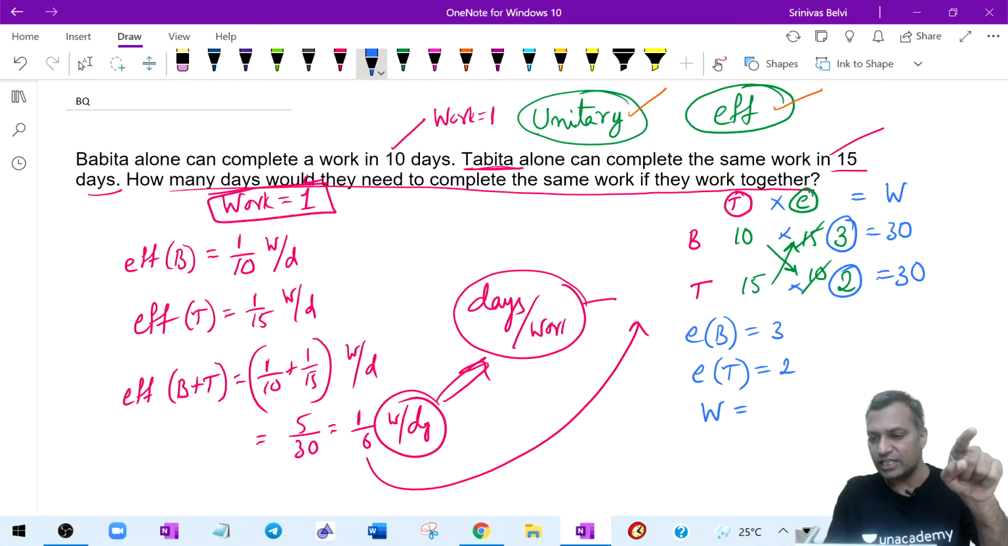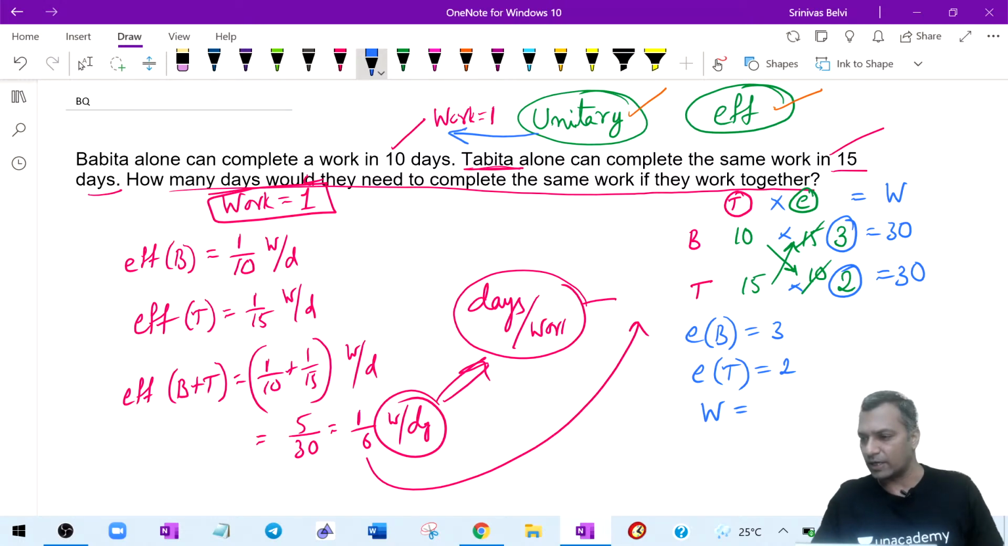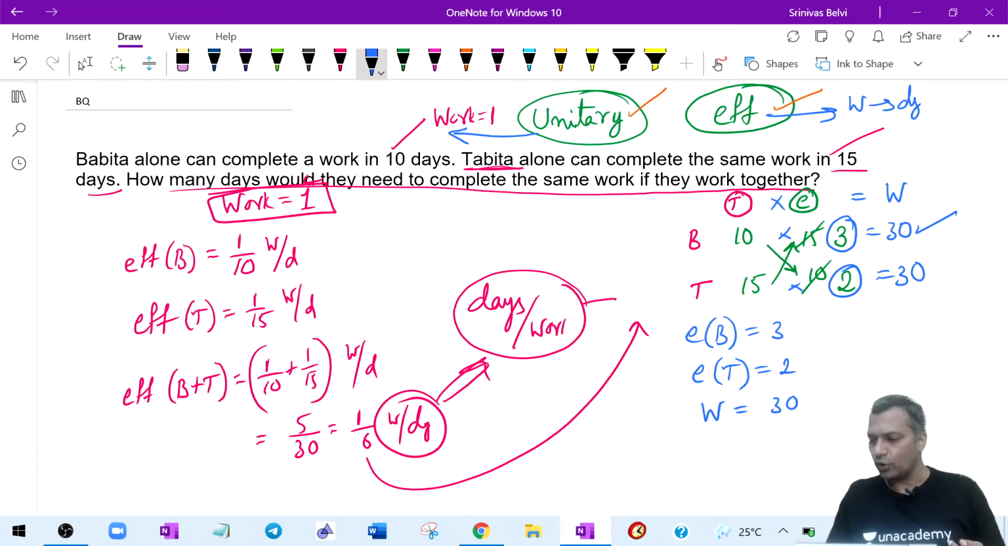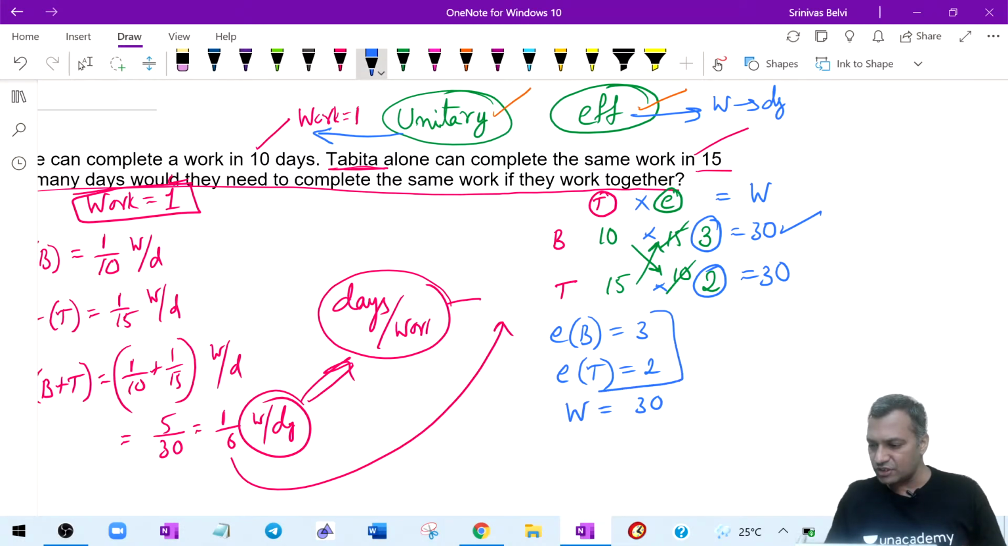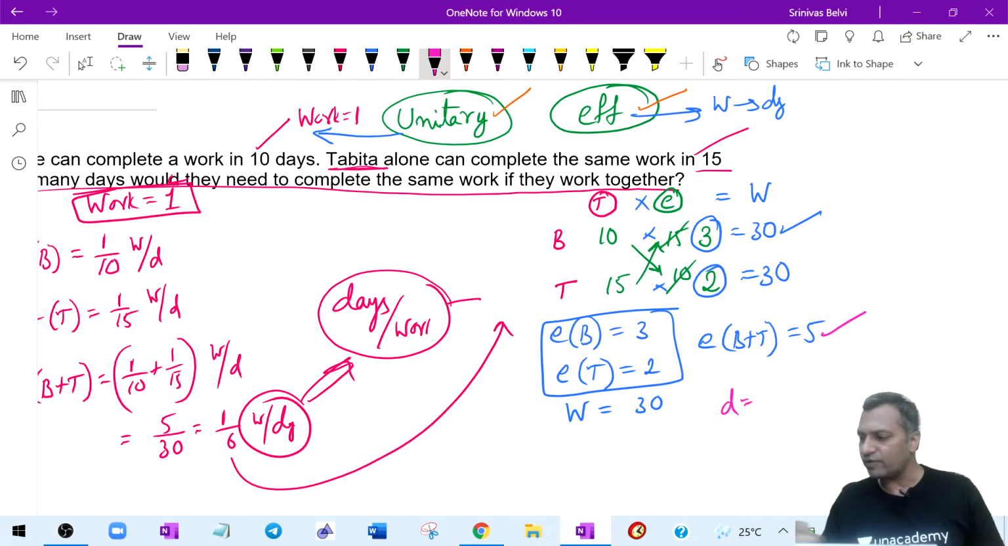Work is not 1. In the unitary method, you called the work 1. In the efficiency method, the work is dynamic. What is the dynamic work? 30 units. Therefore, what is the combined efficiency of these two characters? Efficiency of Babita plus Tabitha, 5 units. That is the efficiency. How many days will they take? If they can produce 5 units per day, efficiency means units per day.